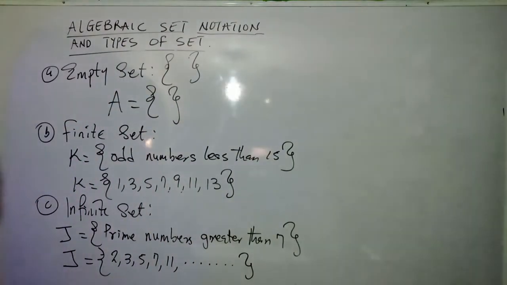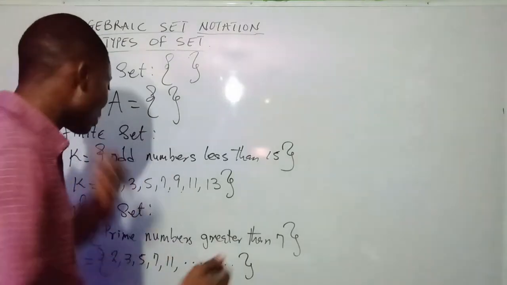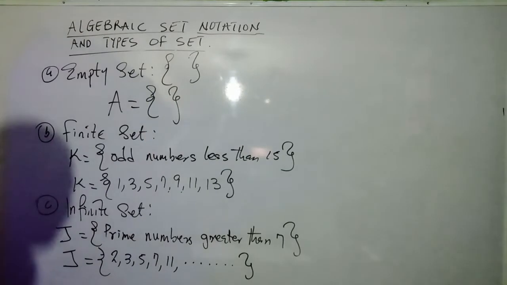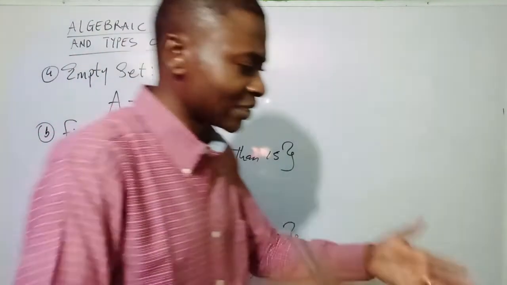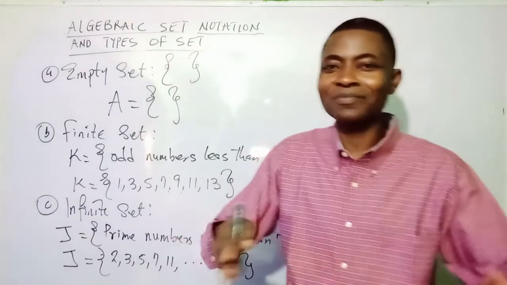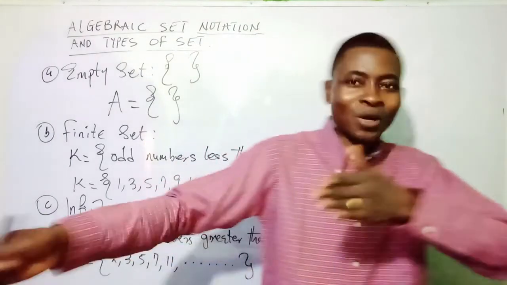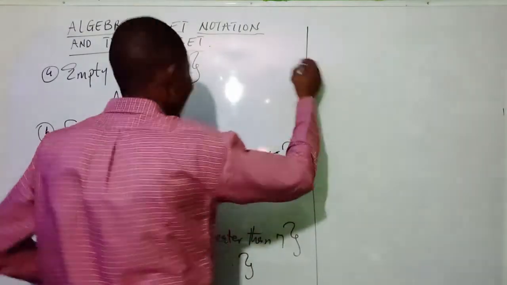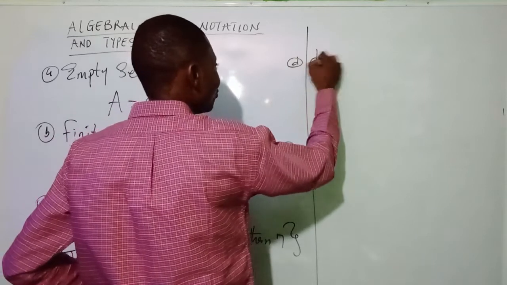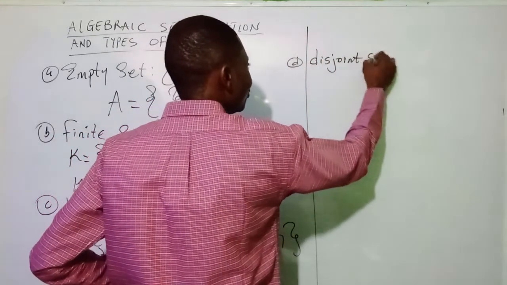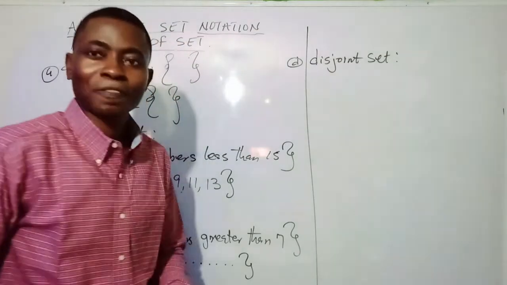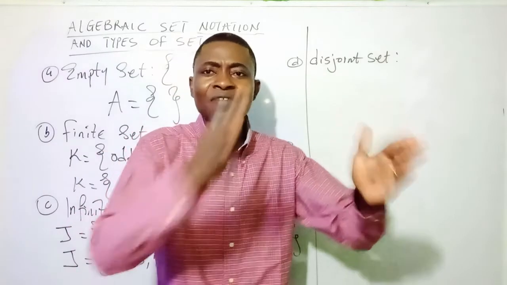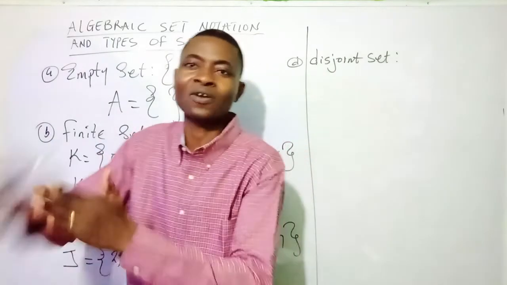Now the next type of set that we'll be talking about is called a disjoint set. From the name, disjoint, it's like we are not together. A disjoint set means that we have two sets such that the elements in the first set cannot be found in the second set.